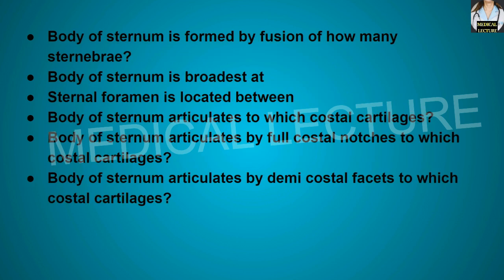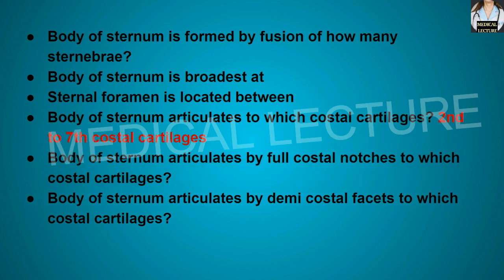Body of the sternum is formed by fusion of how many sternebrae? By the fusion of 4 sternebrae, the body of the sternum is formed. Body of the sternum is broadest at the 5th costal cartilage. Sternal foramen is located between 3rd or 4th sternebrae. Body of the sternum articulates to which costal cartilage? 2nd to 7th costal cartilage.